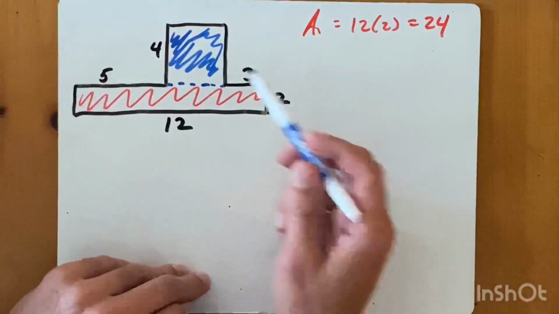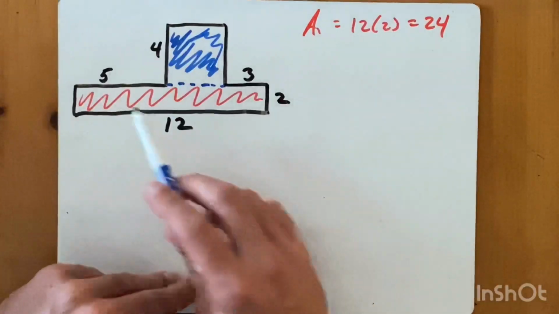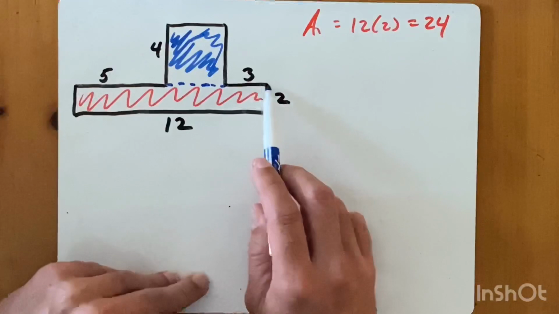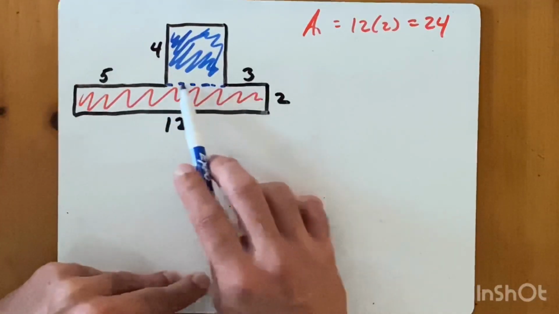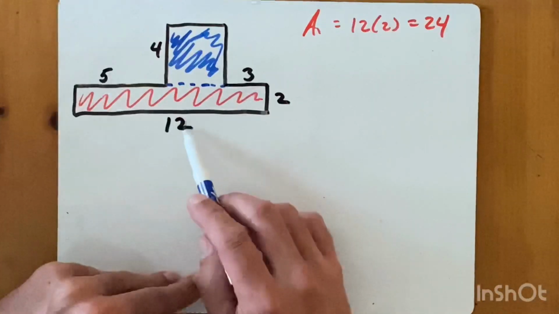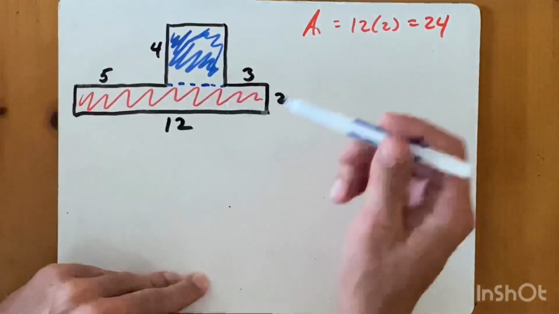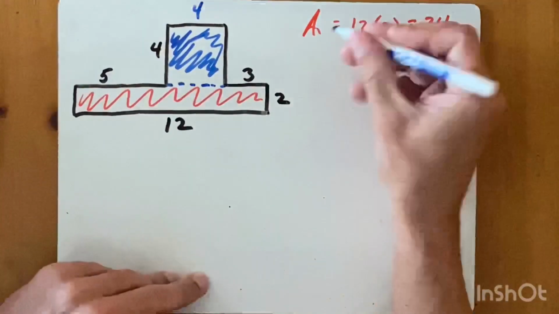Well, how do we find that when they didn't give it to us up here? We know the entire thing is 12. From here to here is 5, and from here to here is 3. So 5 and 3 is 8, so that leaves 4. If we take 8 away from 12, that means this section has a length of 4 to complete that entire side. So that means it is in fact a square.